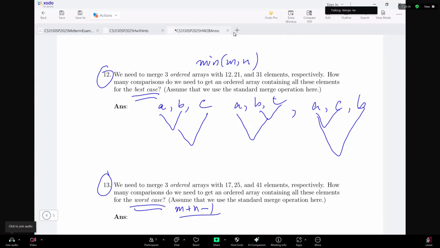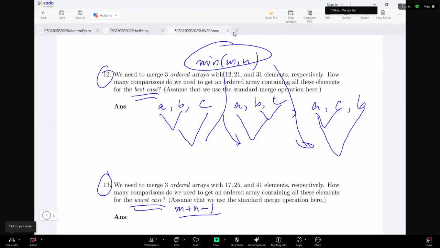We do not know which one is better, right? So you use this formula to calculate for all three cases. Then you select the smallest number, and that's the best solution.